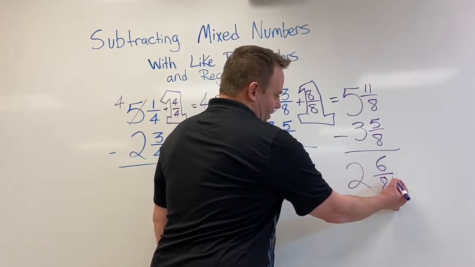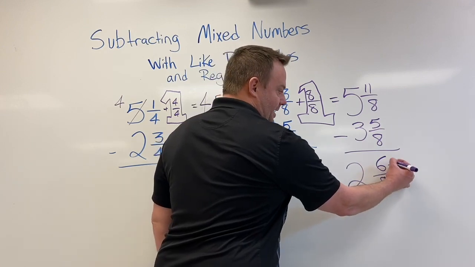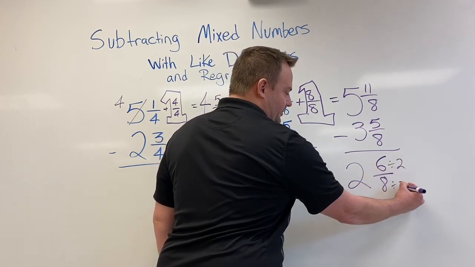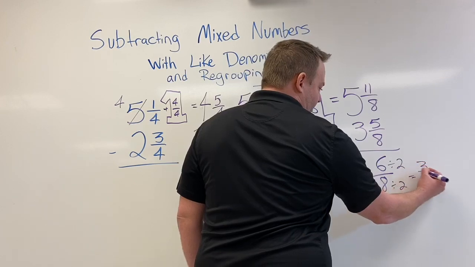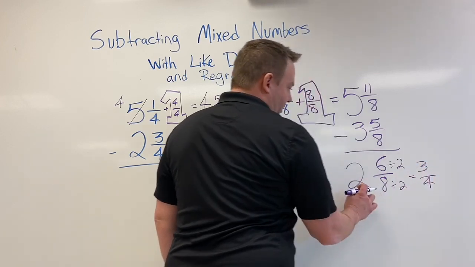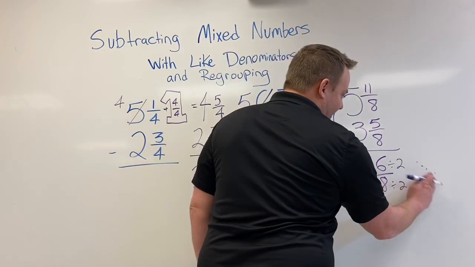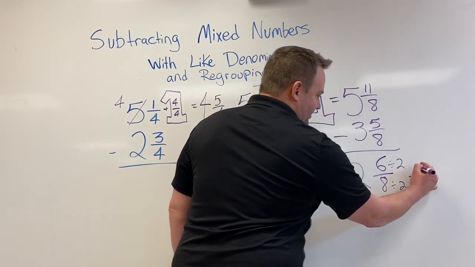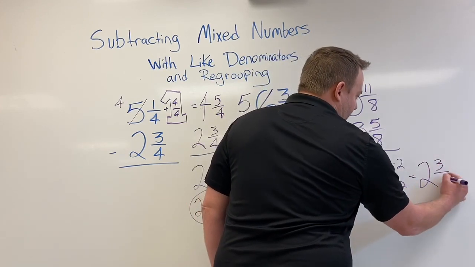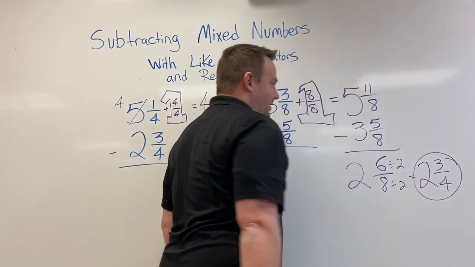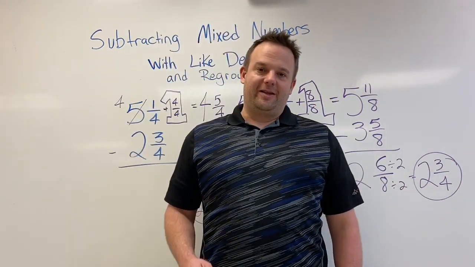6/8. So what can you divide both 6 and 8 by? That's right, 2. Divide by 2, and we get 3/4. But it's 2 3/4. Let me just be clear about that. So 2 3/4. There we go.